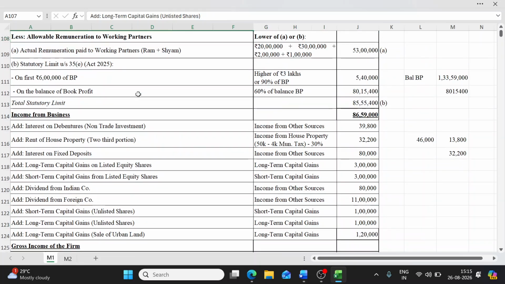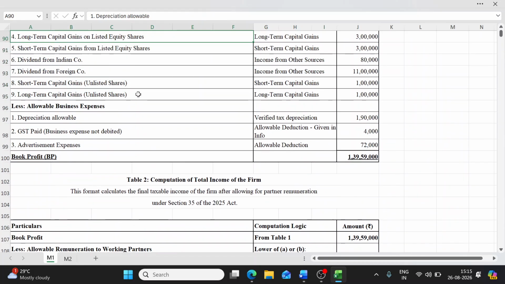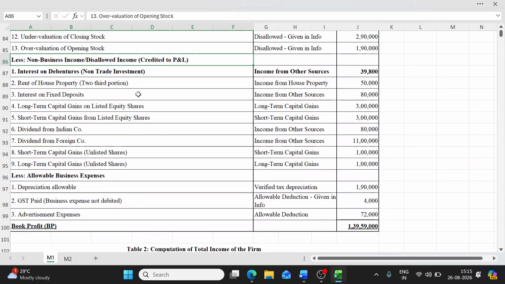And again I would like to explain. Here in table 1, when we were deducting non-business income, we are supposed to deduct only those non-business incomes which are credited to the profit and loss account. I mean to say, which are shown on the credit side of the profit and loss account. Only such non-business incomes we are expected to deduct.